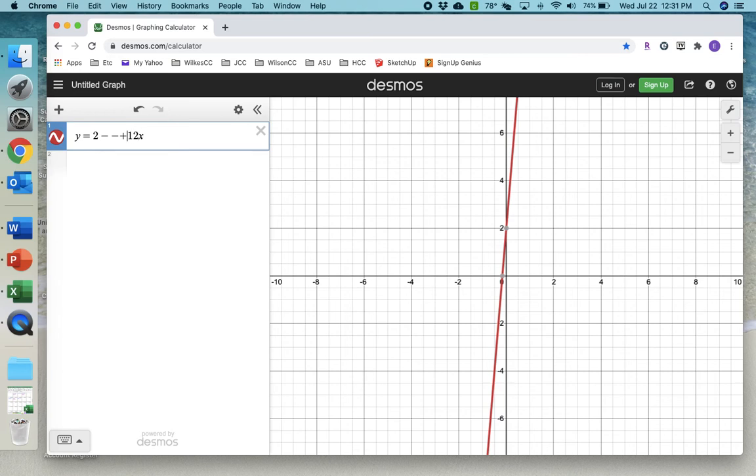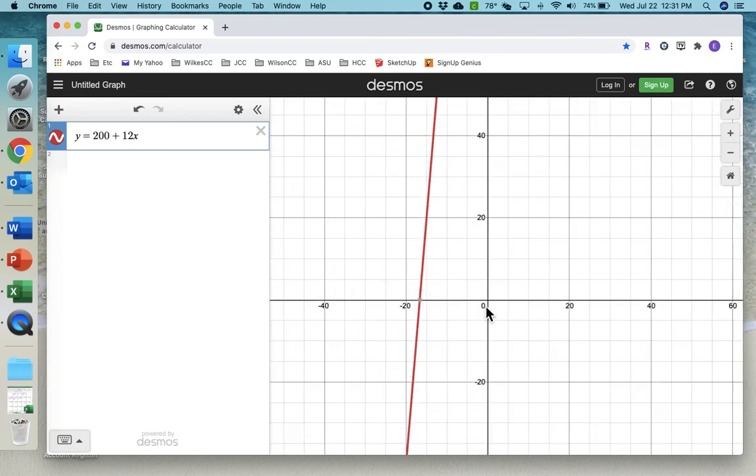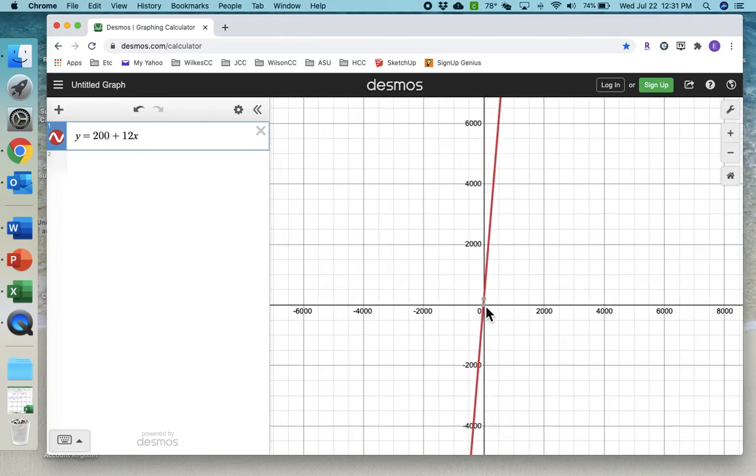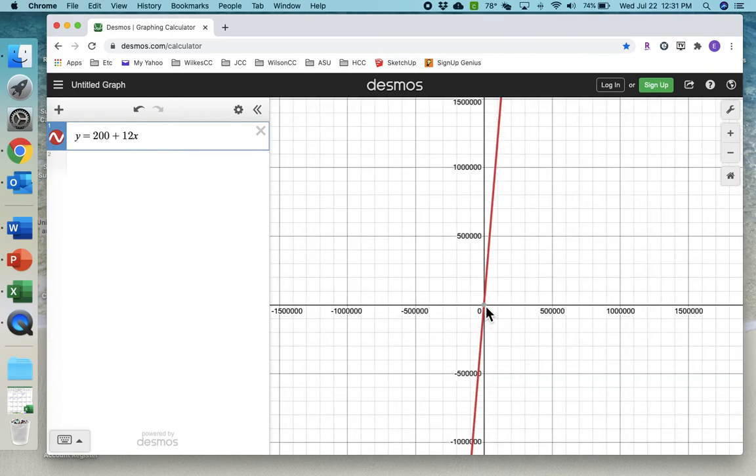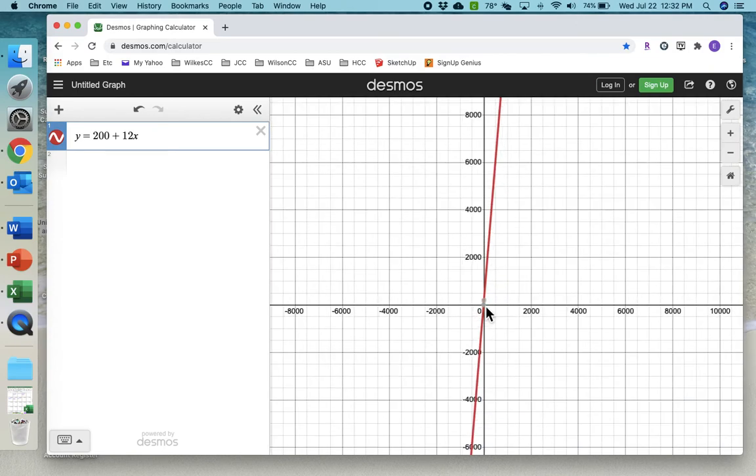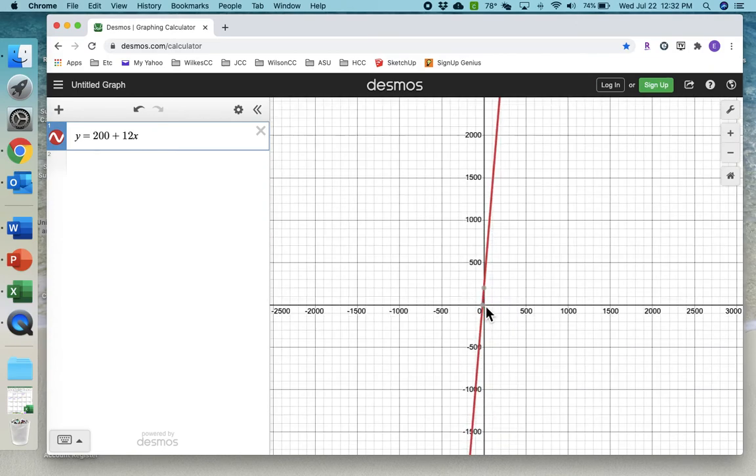Oh, need zeros in there, huh? So now we've entered the function in, but you can see we can't see it. So all you got to do is scroll out. And it's aligned, so there we go. You can see right there.